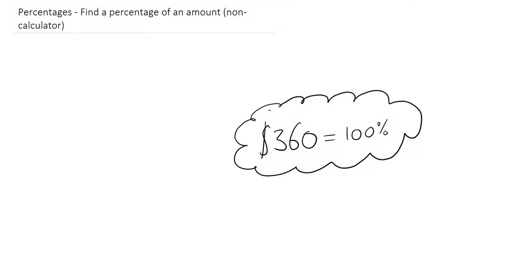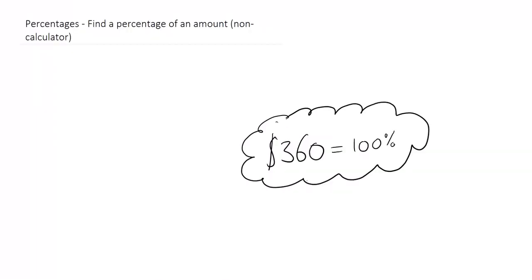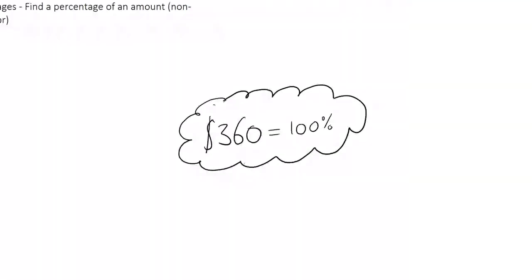So in this video, we're going to take a look at how to find the percentage of an amount. Let's start off again with a nice example. Let's say that we want to have a starting amount of $360. Now, we're going to say that this is 100%, and we're going to use this to help us find lots of other percentages. And then we'll apply this to some further examples later in the video.